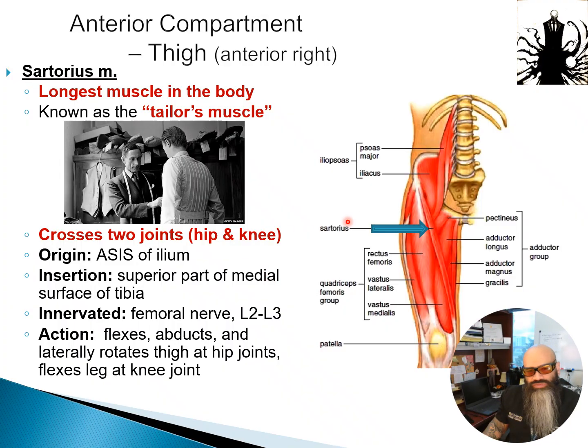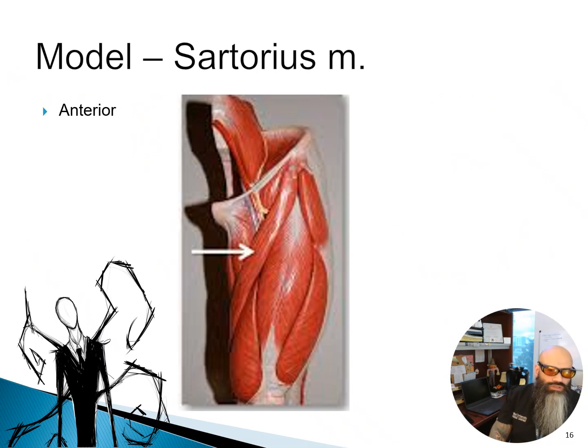This muscle originates from the ASIS and crosses over the knee joint and the hip joint. That's why it says here it crosses two joints. Primarily, it flexes the knee joint and does most of these other actions as well. The femoral nerve is the innervation, emanating from the L2, L3 spinal nerve roots. Here's our diagram showing the sartorius.